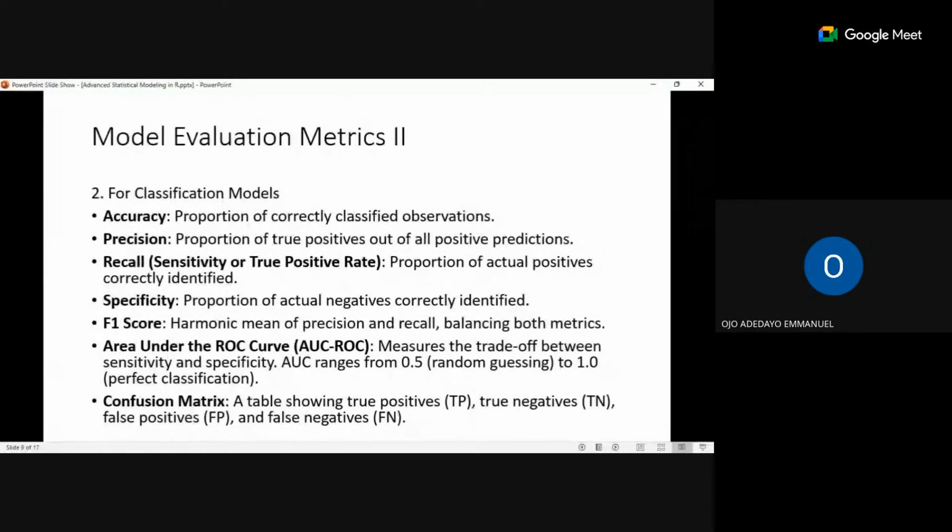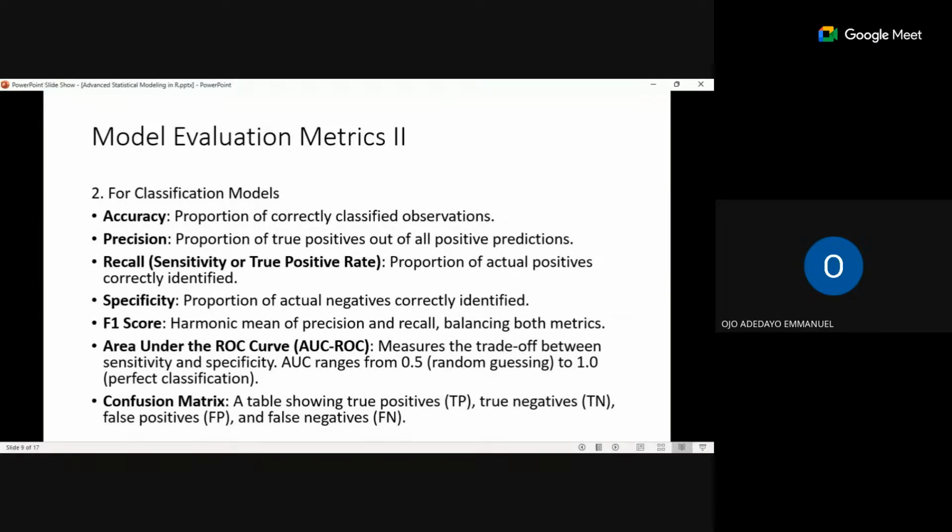Another one is what we call the specificity, the proportion of actual negatives correctly identified. If your model can correctly identify the negative, so this person tested negative, and when they put it in the model that you've developed, your model also verifies that this person tested negative, that is what we call the specificity. Then we have the F1 score, that's another method to evaluate our model. Then we have the area under the curve.